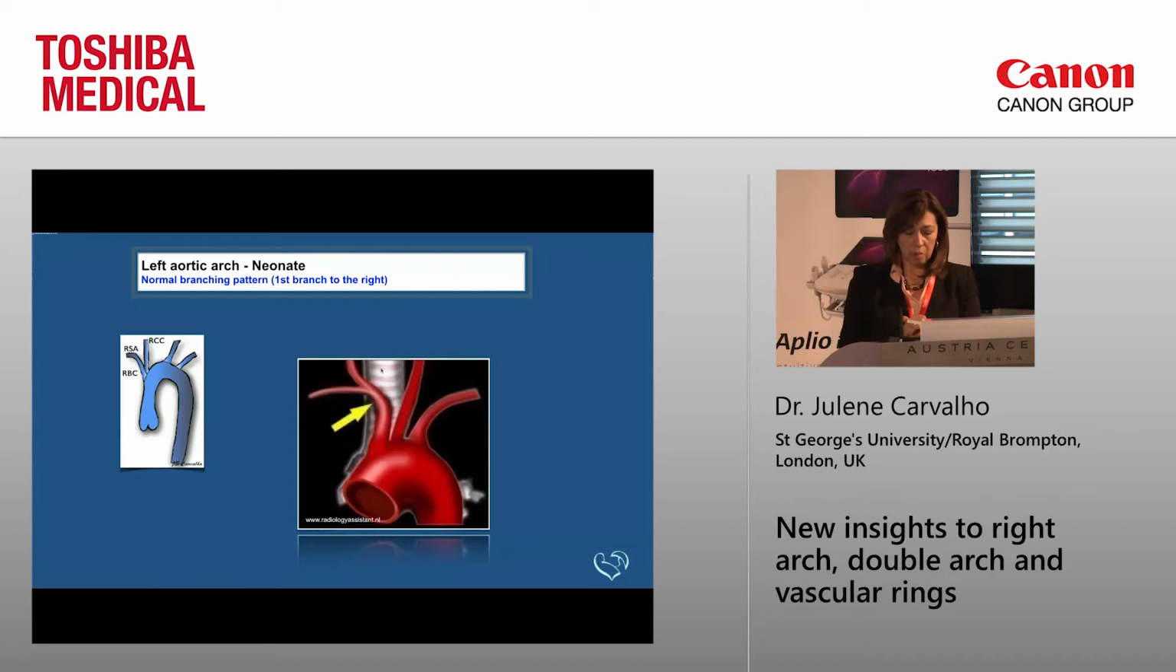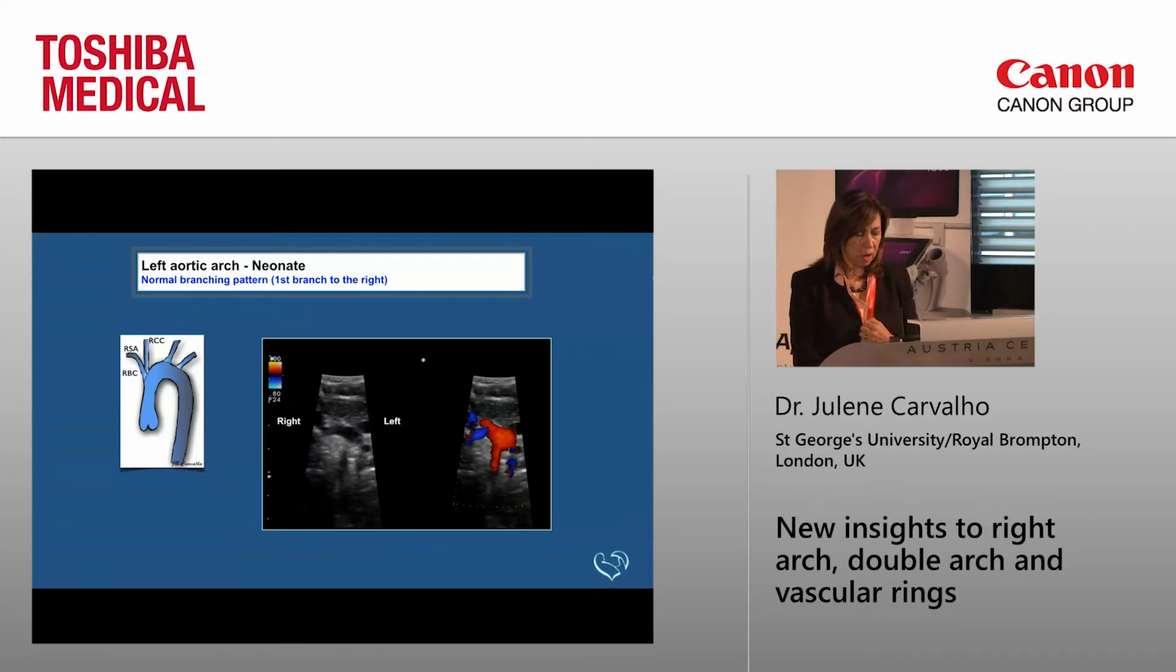And this is a diagram here, which I borrowed from a website, showing very clearly this coming in front of the trachea and giving more of a three-dimensional view. So this is the normal branching pattern of a left arch.